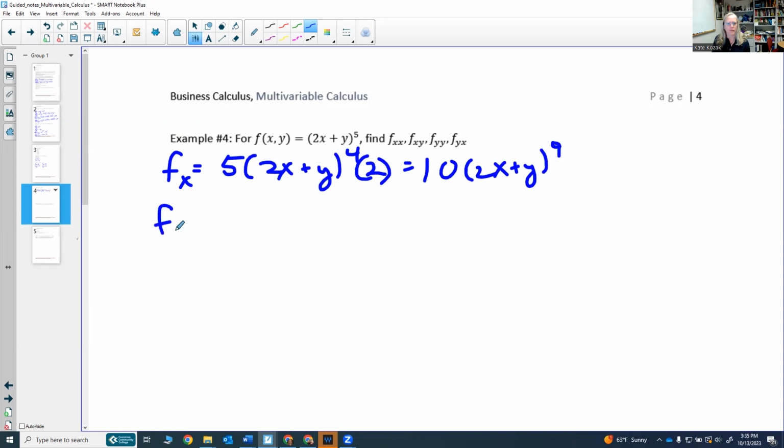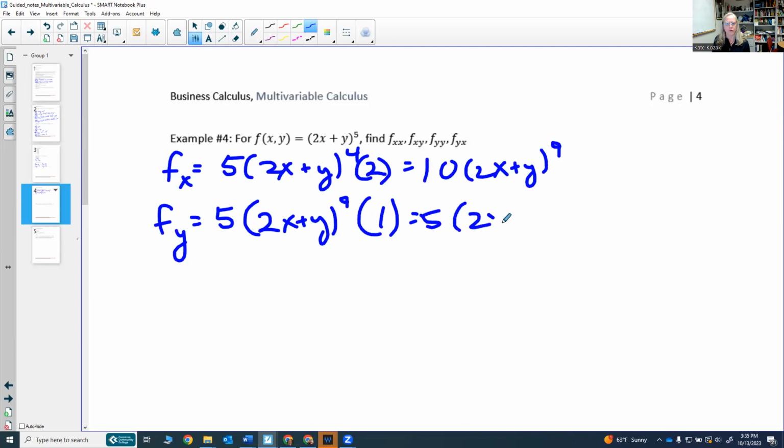The partial derivative of f with respect to y, again using the chain rule, is 5 times 2x plus y to the 4th. Then the derivative of the inside with respect to y is 1. So it'd be 5 times 2x plus y to the 4th.